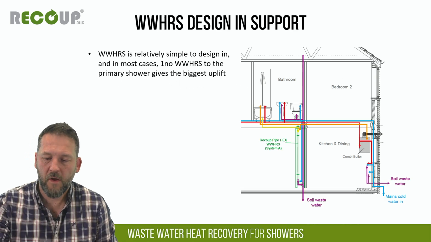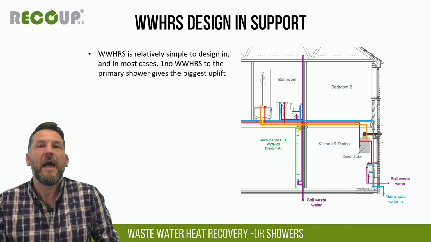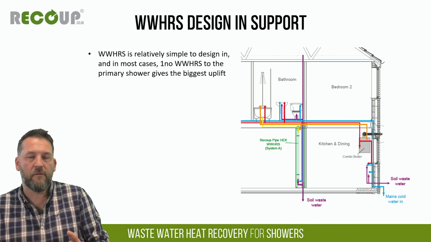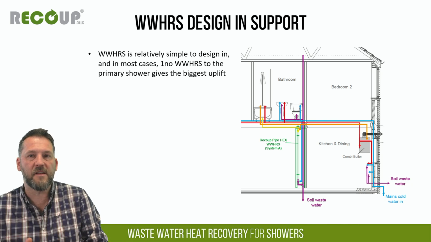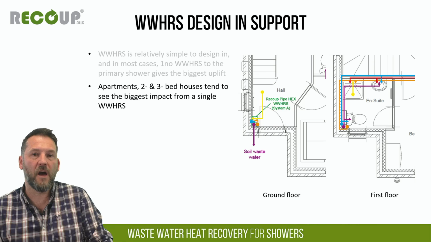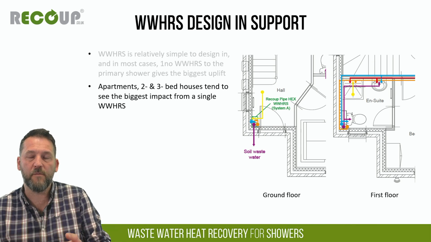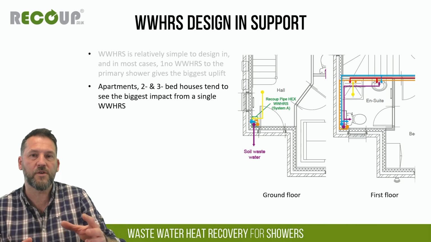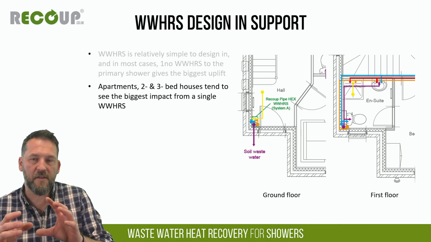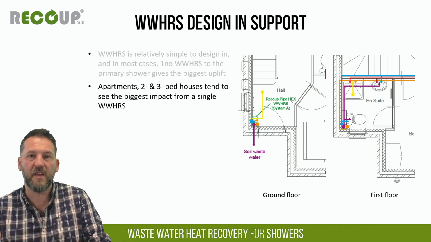Okay, right, just moving on then. In the main, for most standard house types, wastewater heat recovery is normally going to be pretty easy to design in. Usually the best option is the pipe system installed as System A to the master ensuite, and ideally, if possible, covering other showers if they're close by, or covering all showers with 1 or 2 wastewater heat recovery units. So certainly for apartments, 2 and 3 bedroom homes, a single wastewater heat recovery unit will normally give the biggest impact, especially when installed as System A.